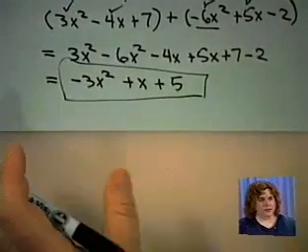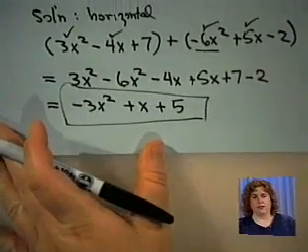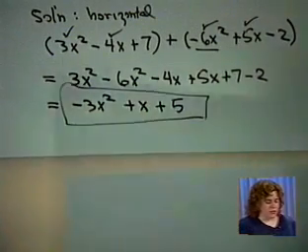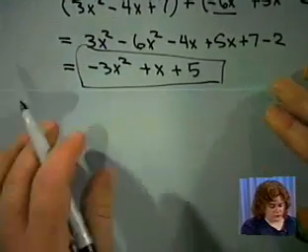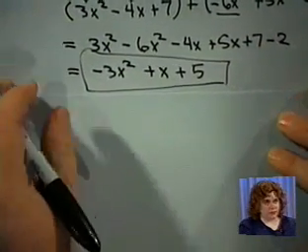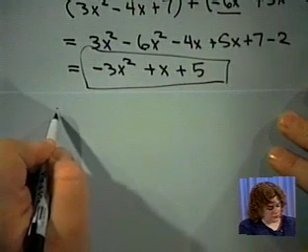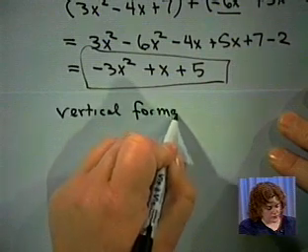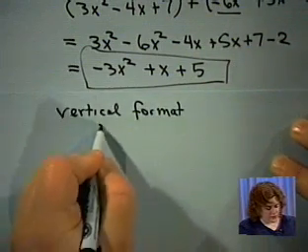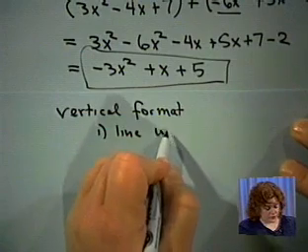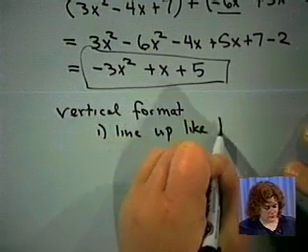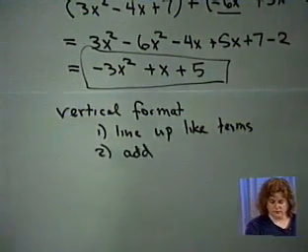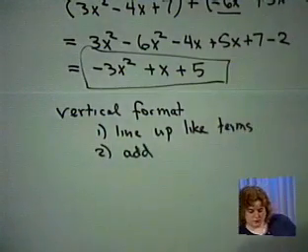Now, when you use a horizontal format, it's really easy to make mistakes just by missing a term, leaving one out, dropping a sign. A vertical format is useful to help keep track of that kind of thing. So we'll look at the vertical format. And what you're going to do there is simply line up like terms vertically, and then proceed to add. So let's do that.